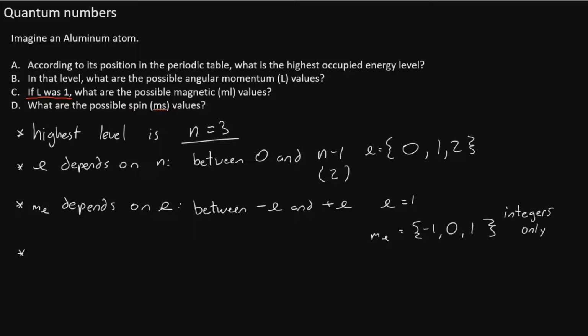Part D asks us about MS values. Now, the MS values stand for spin, and those can only ever have 2 values as long as we are talking about electrons. They can either be positive 1/2 or negative 1/2. It doesn't make much of a difference which one we select, as long as we use one or the other. The only provision here is that 2 electrons that are sharing the same orbital must have different spin values.